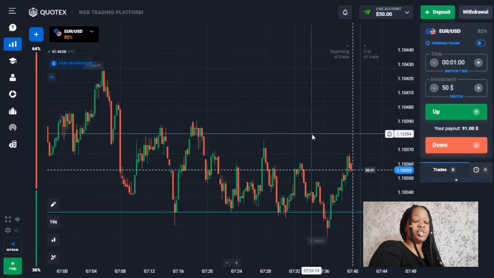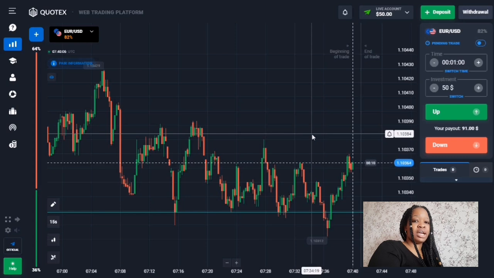Hello friends, so today I'll be trading with the alligator indicator. The alligator indicator is an instrument to identify price reversals and also the strength of the movement. I'd like to show you how to apply this indicator and how to use it.